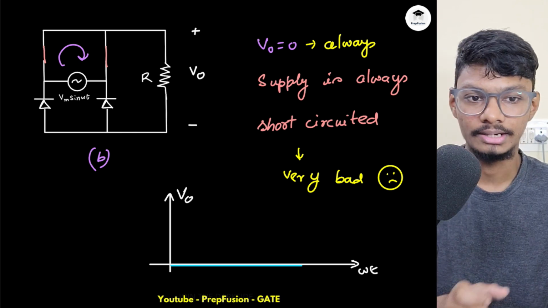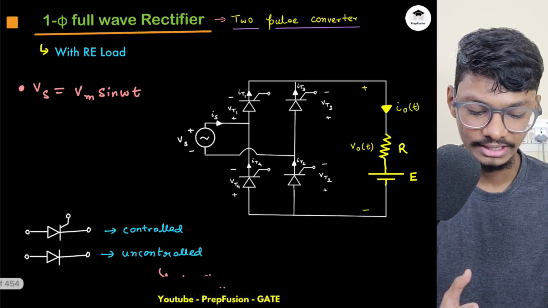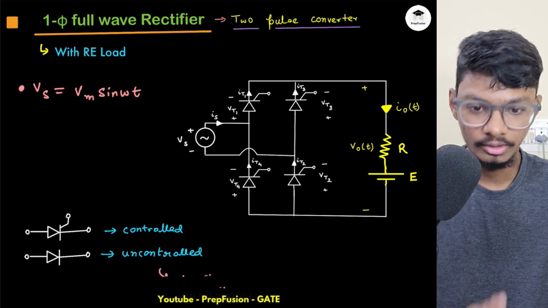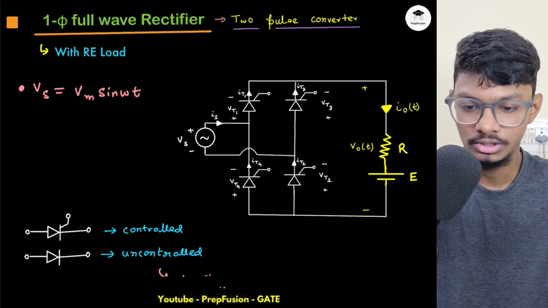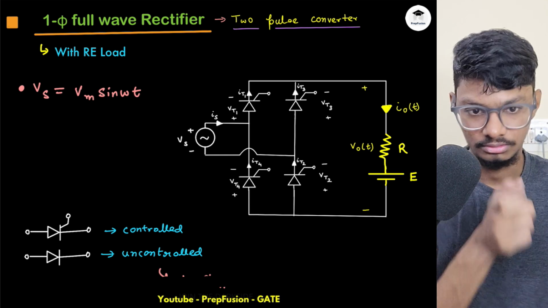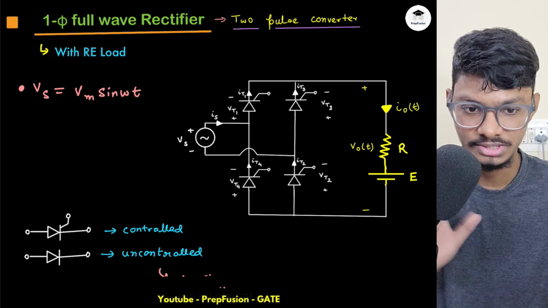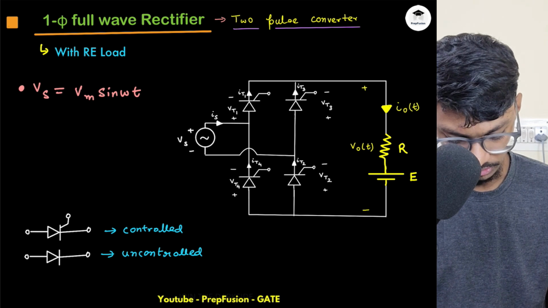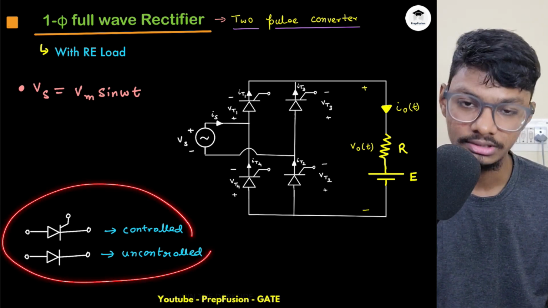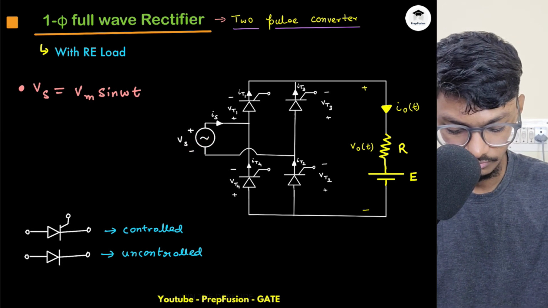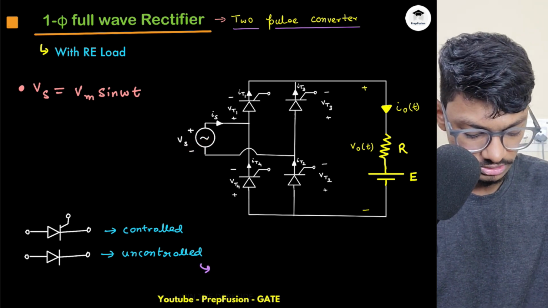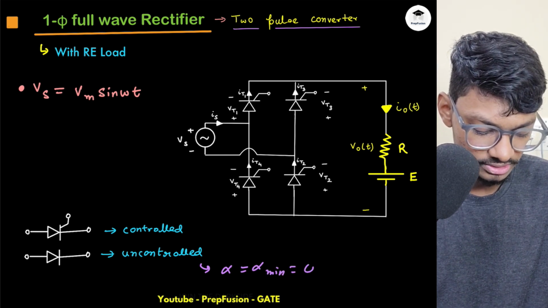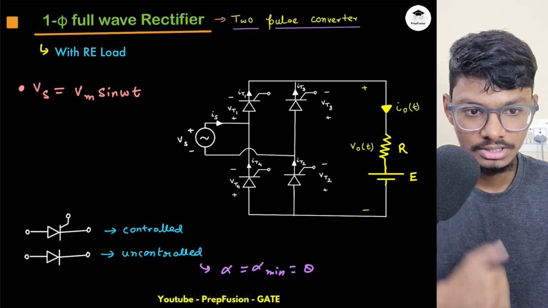So now we'll understand RE loads for a full wave rectifier, the analysis through an RE load. The theme will be the same, but here I will explain a bit differently, and also quickly summarize what we learned in the previous case with pure R load, because I made a bit of a tweak. Here, I will study controlled and uncontrolled rectifiers in the same analysis. Instead of alpha, if I replace alpha with alpha minimum, in this case it will be theta, and our converter will be an uncontrolled one.